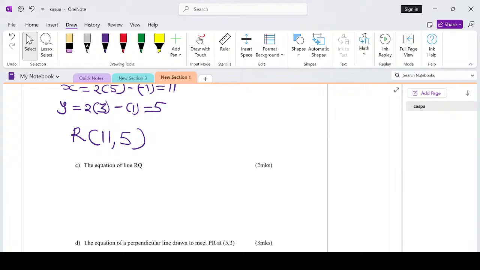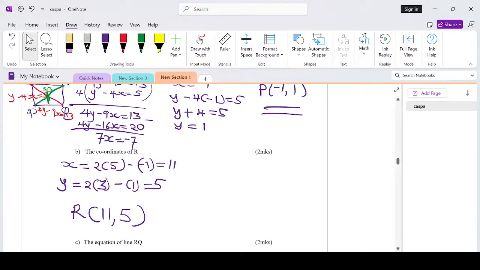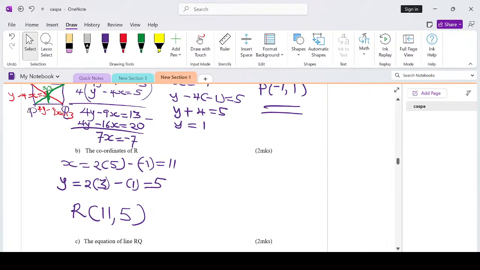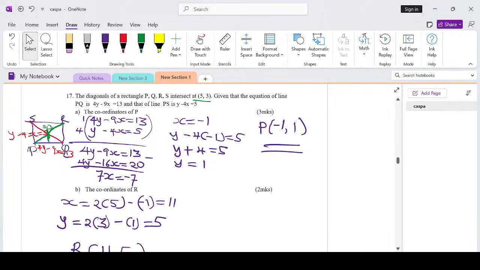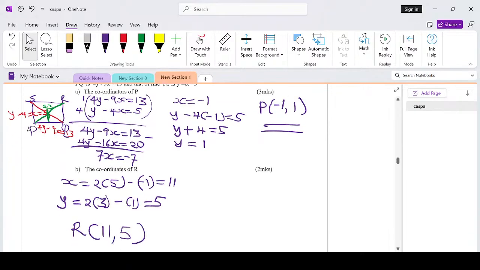Let's see the equation of line PQ. How do you get the equation of line PQ? Let's come back here. Sorry, RQ. When you look at RQ and SP, they are the same. They are parallel.